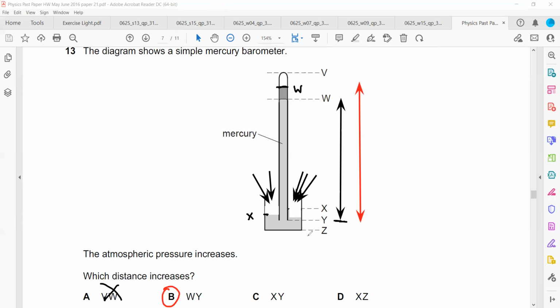X and Y does not increase, it decreases, because first this was X and Y and now it's a shorter distance. And between X and Z, you can also see first this was X and Z, but now it's a shorter distance. So the only distance which increases according to the options is between W and Y as the pressure increases.